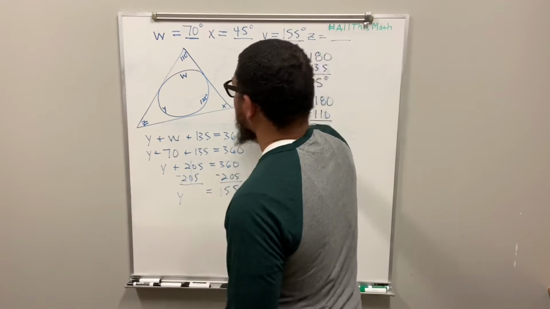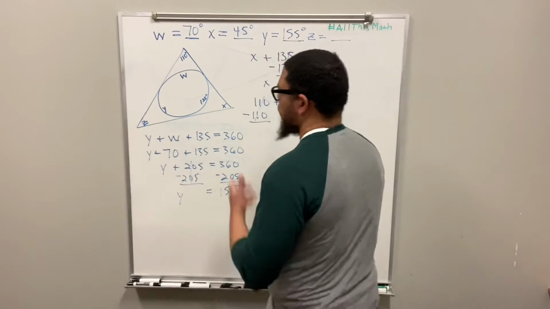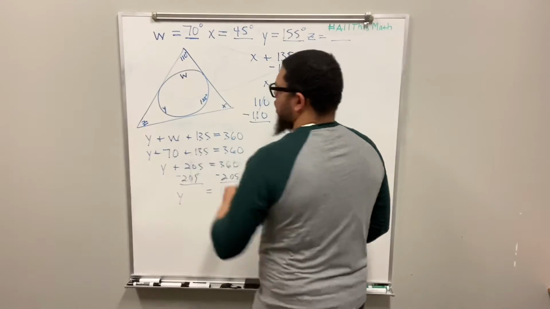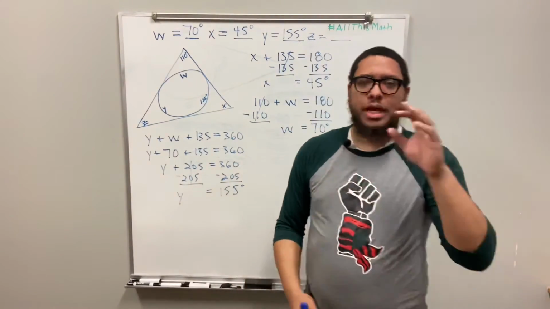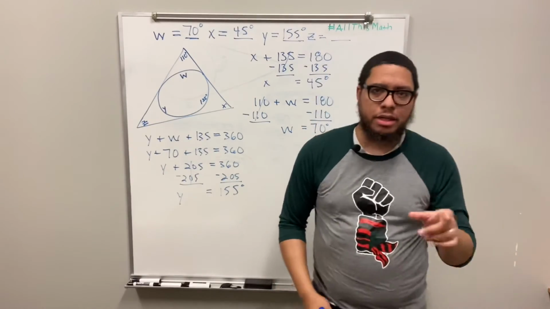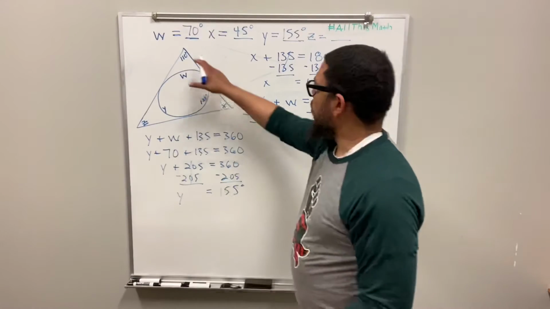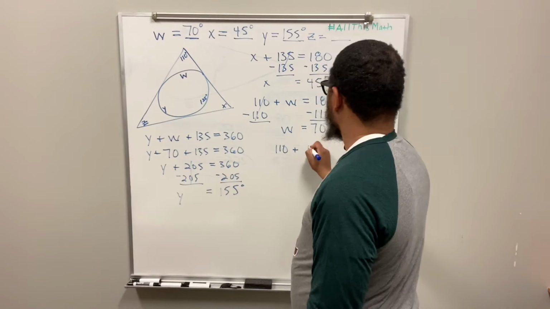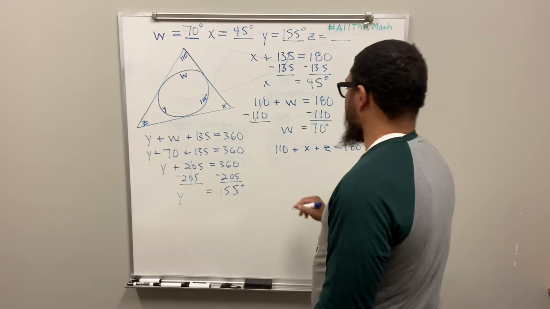Last but not least, we're going to solve for Z. Now again, there are a few ways we could do this. Like, I know that this is a triangle, right? So we also know the triangle sum theorem. All three angles in any triangle must add up to 180. So if I know that, then I can say 110 plus X plus Z equals 180.